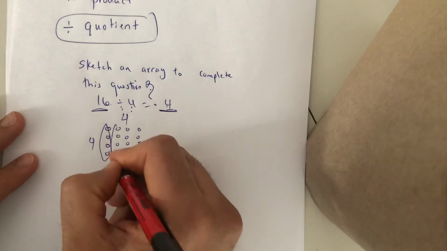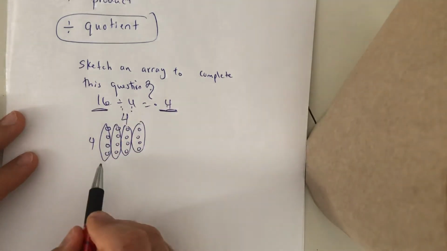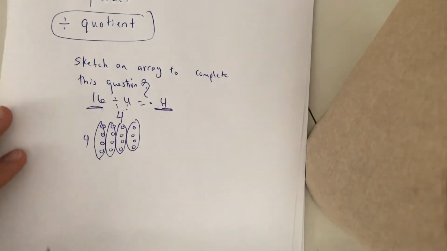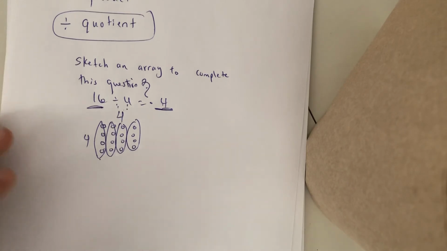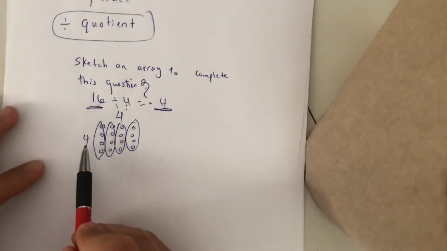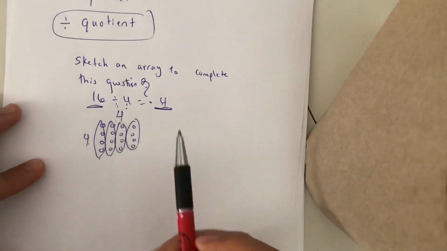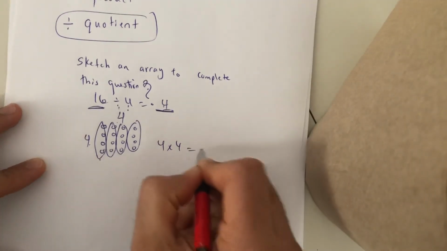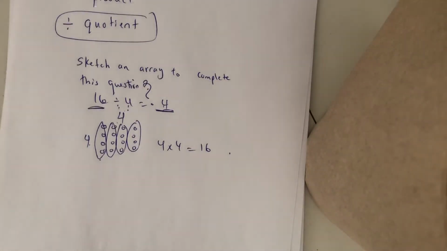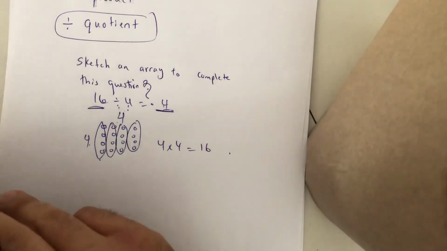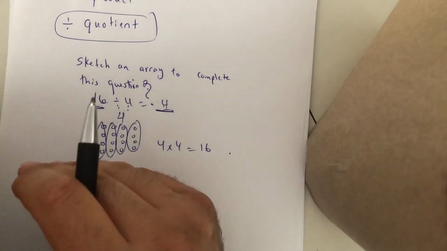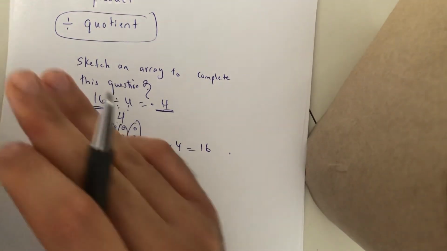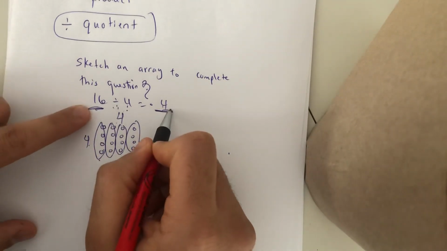So 16 divided by 4 groups. How many do I have in each group? I have 4 in each group. And again, if I'm going to work the other way around, 4 times 4 would be equal to 16.